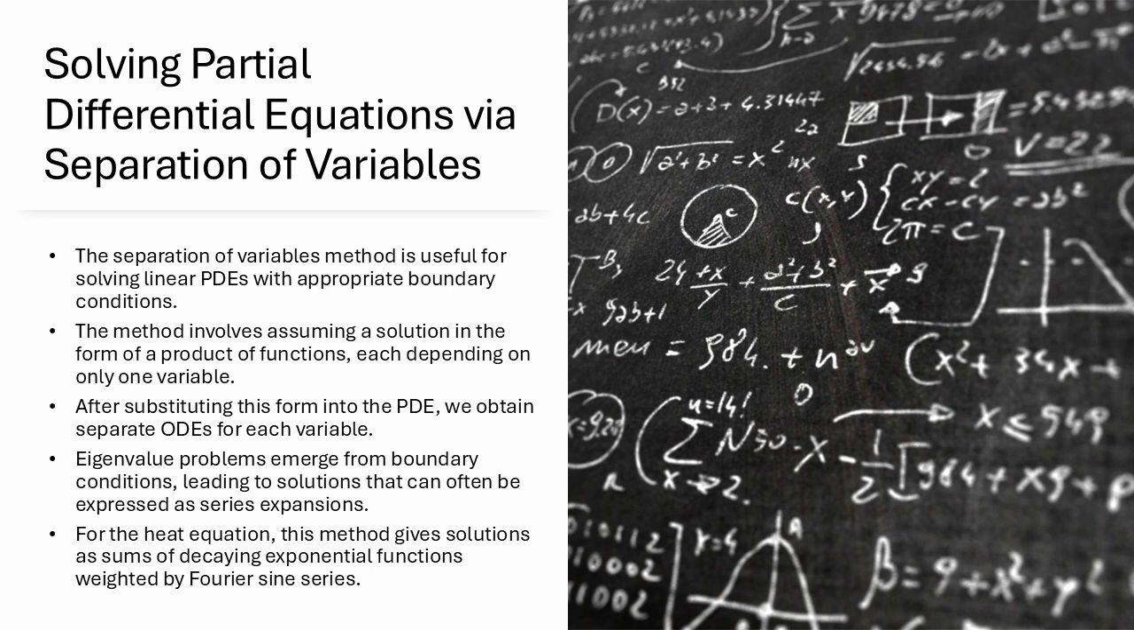Okay, so let's unpack that a bit. What exactly do we mean by boundary conditions and initial conditions? Think about our heated rod again. The initial condition tells us the starting temperature at every point along the rod. It's like a snapshot of the temperature distribution at the very beginning of our experiment.